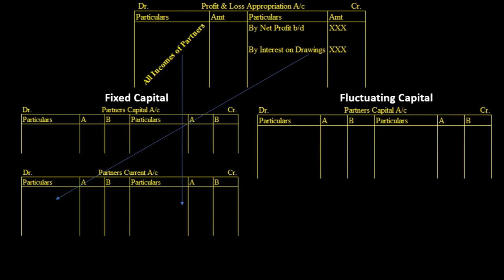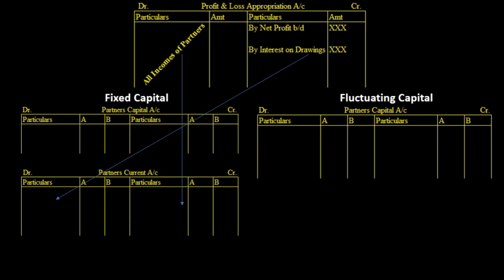One very important thing for you people to remember, the only item which does not appear in P&L appropriation but will be recorded in partner's current account is drawings of the partner. If there are any drawings given, we do not record drawings in appropriation because it is not the distribution of profit. However, yes, drawings will be recorded on the debit side of partner's current account. I hope up to this point we have understood, because the next part is very easy.